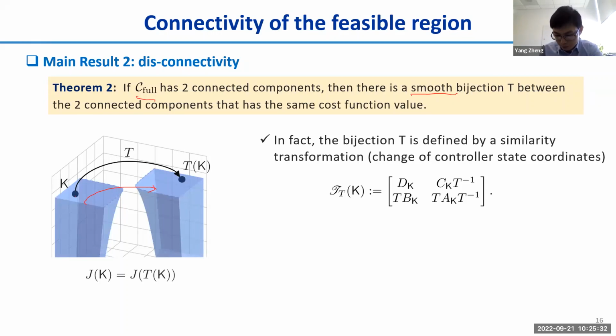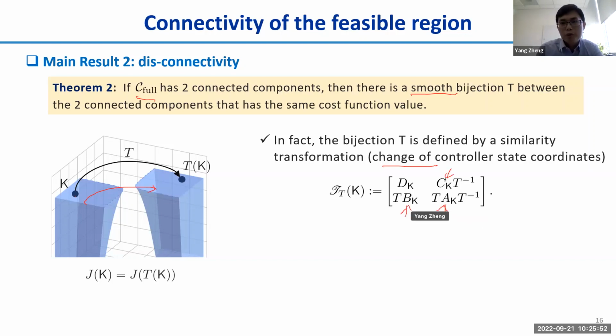If you know some control background, this corresponds to the change of controller state coordinates. Because the controller is a dynamic system, how you change the coordinates for the controller may affect the realization of these three images.